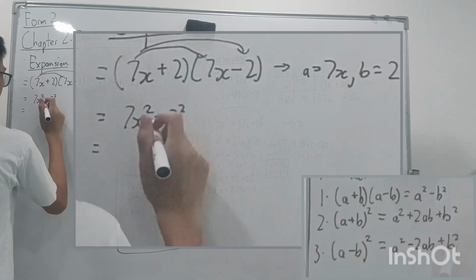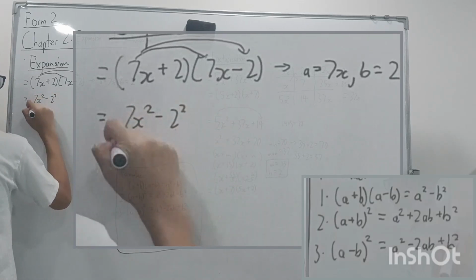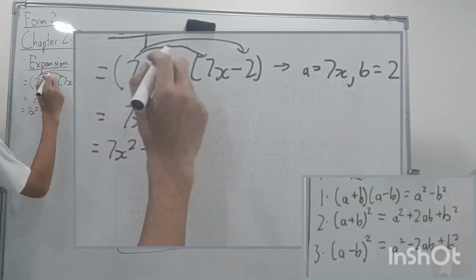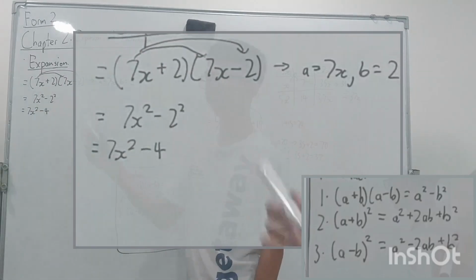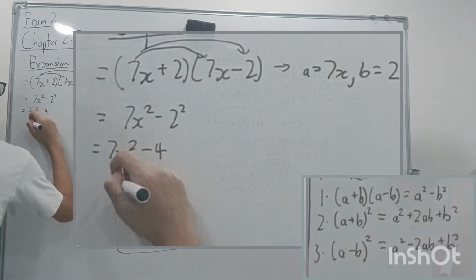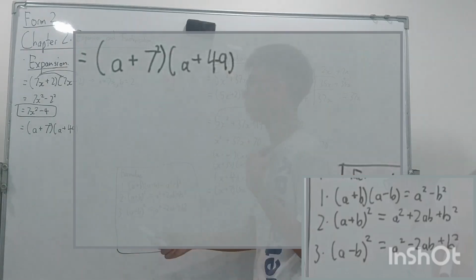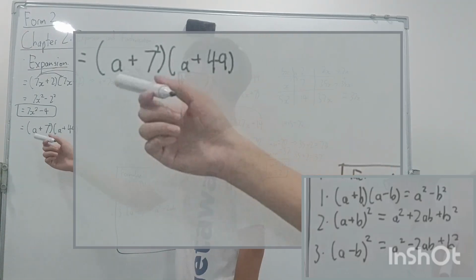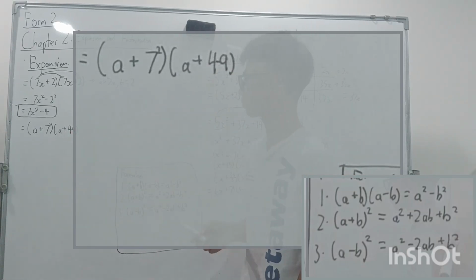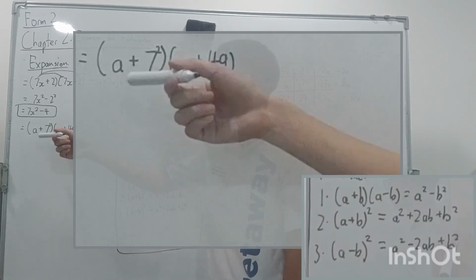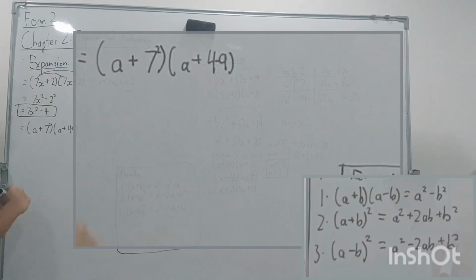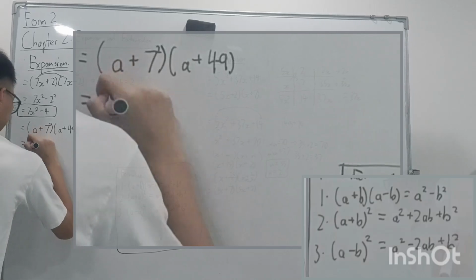Alright, so 2 squared is just going to be 4 if you simplify it. That is going to be the final answer for this. So now let's look at the next problem. Okay, so this is the next problem: bracket a plus 7 squared, bracket a plus 49. Well, first let's simplify what we can in this bracket. So 7 squared will just be 49.